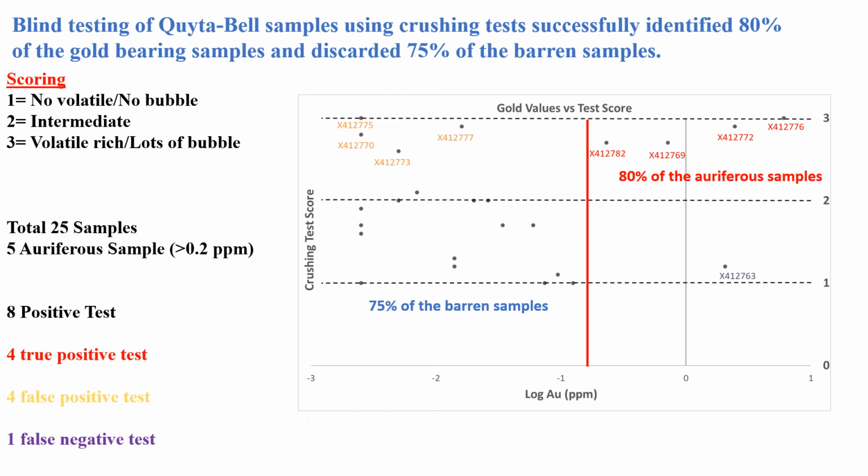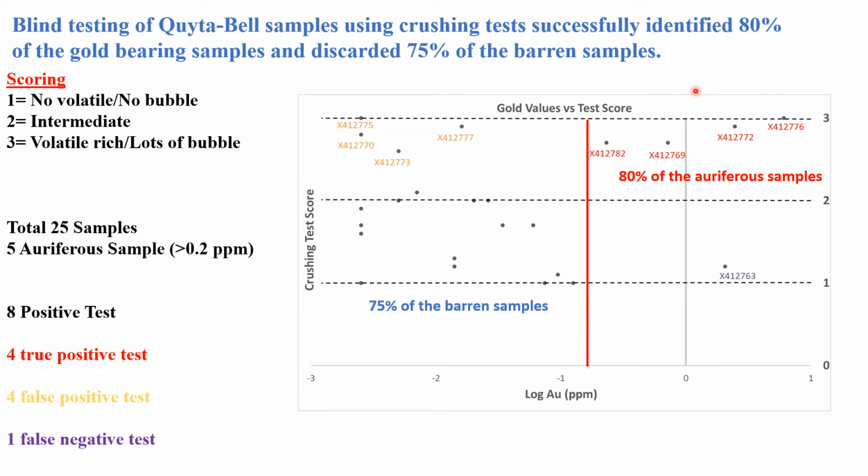Based on our observations, we give a score to each sample. A score of 1 means no volatiles, a score of 3 is a volatile-rich sample, and a score of 2 is intermediate. In this graph, the x-axis represents the gold values in logarithmic scale. In this study, we considered a sample auriferous if it has more than 0.2 ppm gold in it, which is represented by this red line. The y-axis is the crushing test score. 1 corresponds to no volatiles and 3 corresponds to a volatile-rich sample.